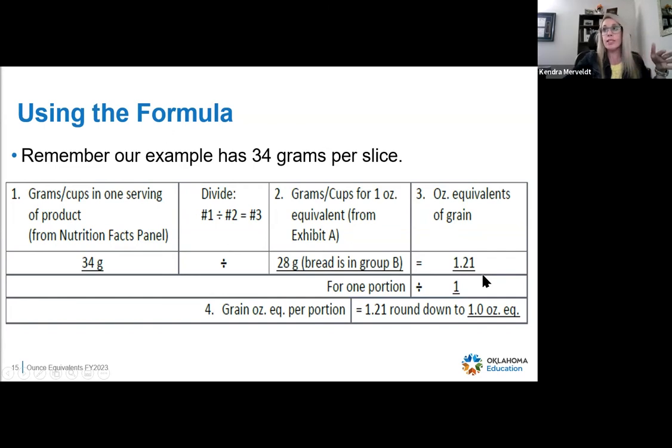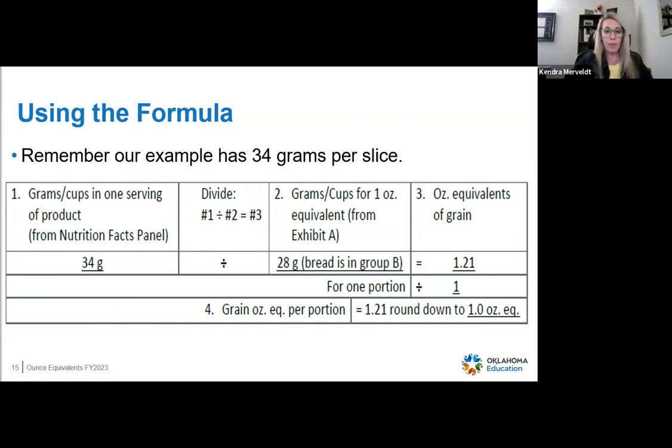But earlier we stated that anything 1.25 and over is a creditable amount. So since it's under that 1.25, it's 1.21, you have to lower it so it equals 1 portion. So that bread, this 34 grams, equals 1 ounce equivalent. So that 1 slice will be appropriate for serving for a bread if you're serving toast.